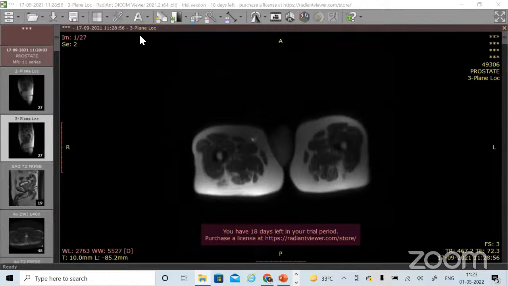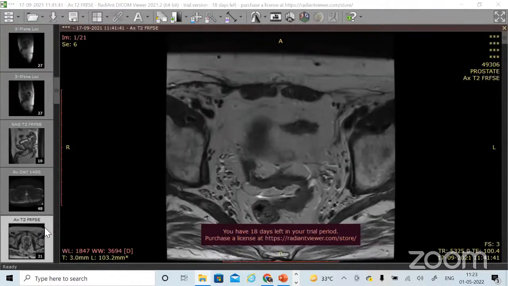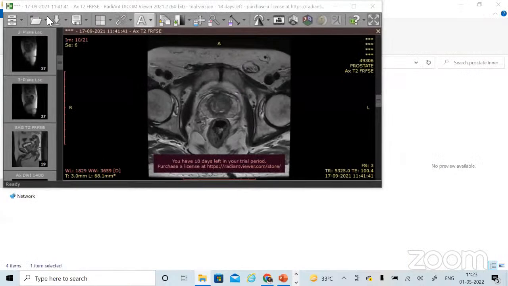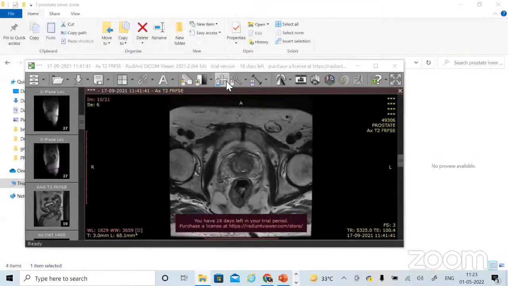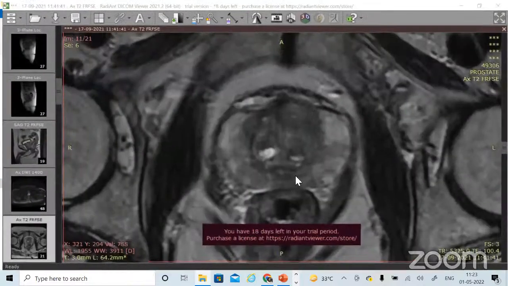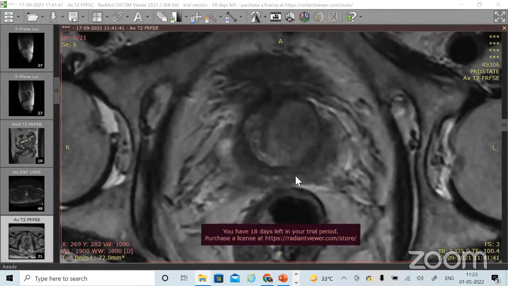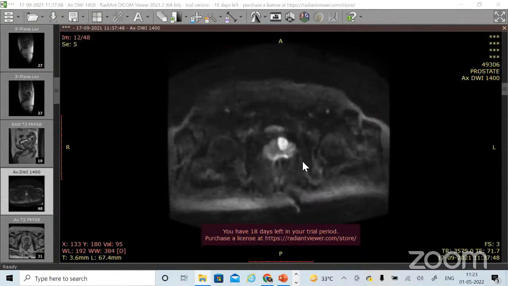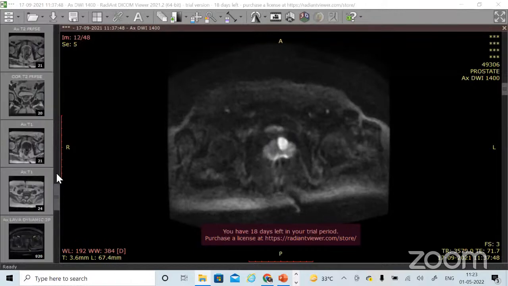Another case, T2. This is the area of particular importance. You can see this. T2 hypointense areas with non-circumscribed obscured margins. This one. We want to see the diffusion with this. Now here comes the diffusion. You can easily see the restricted diffusion in this nodule.